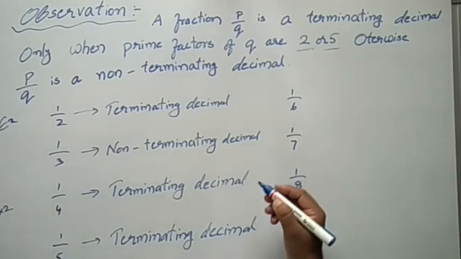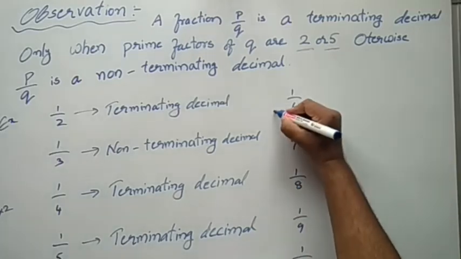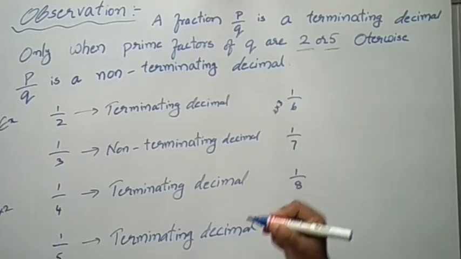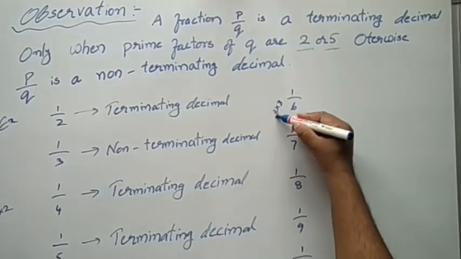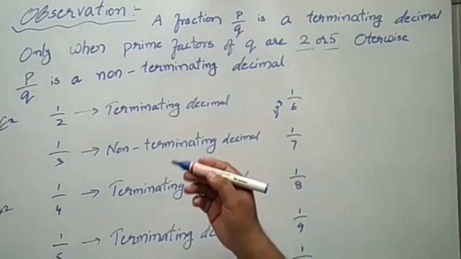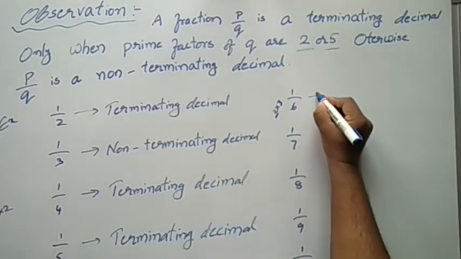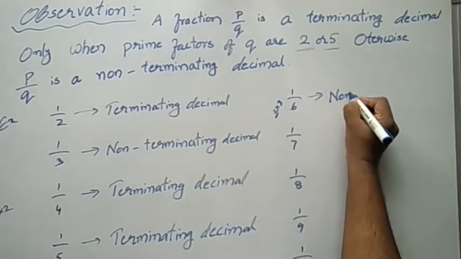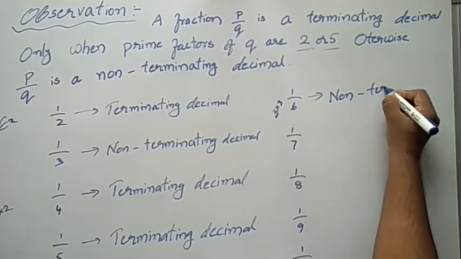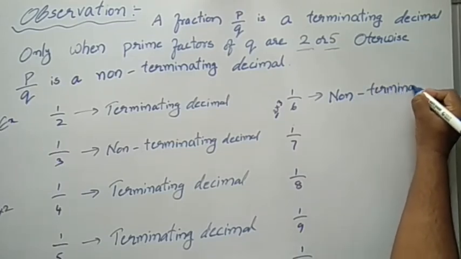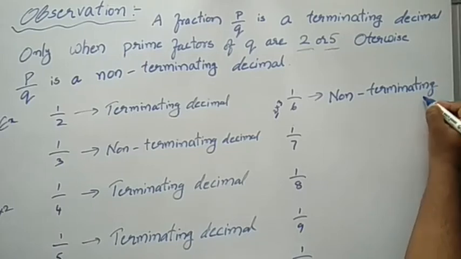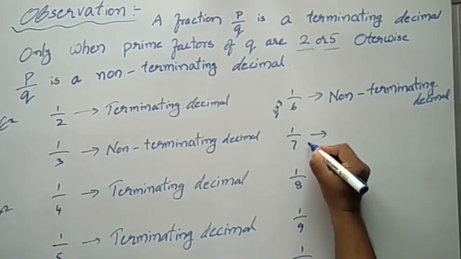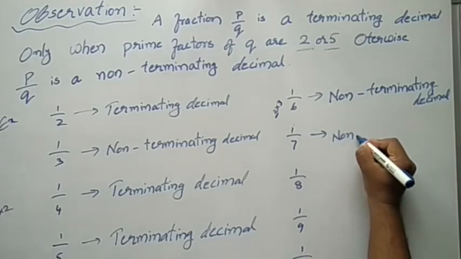1 by 6. 6 I can write as 2 into 3. 2 is there, okay, but when the 3 came, then immediately we can write that it is a non-terminating decimal. 7, we can say directly this is non-terminating.